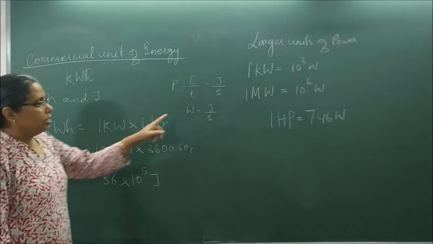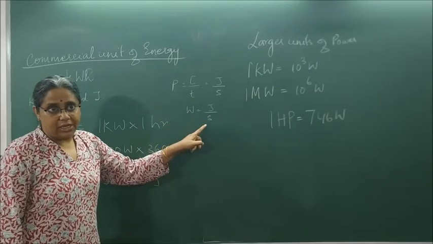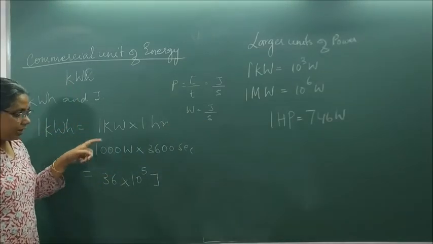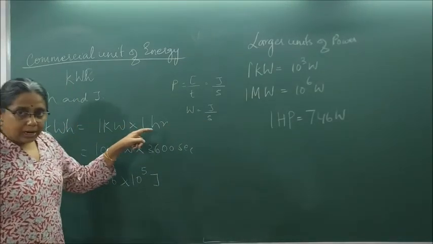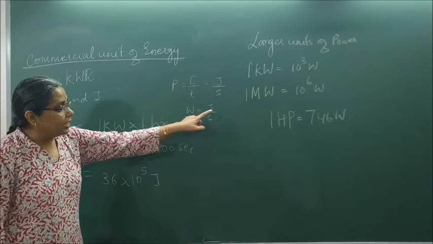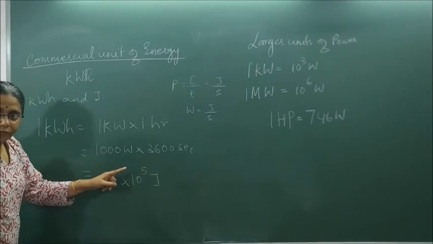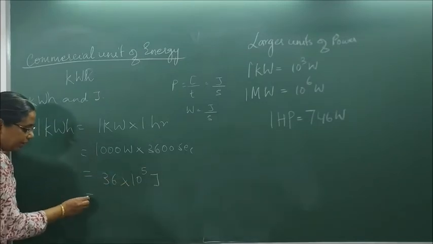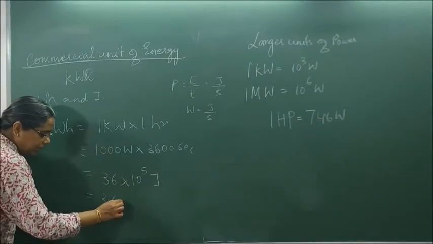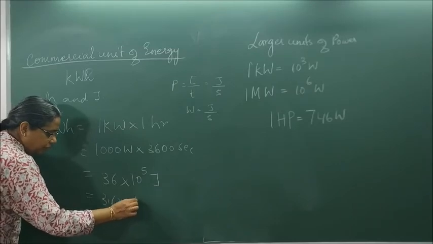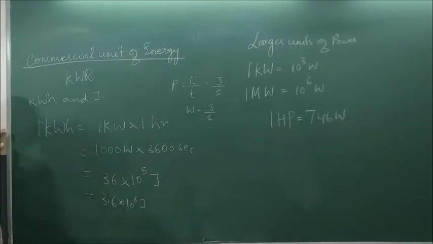Energy in joules is equal to watt into seconds. So I converted kilowatt to watt and hour to second, so that I get the answer in joules. So now 36 into 10 to the power of 5 joules, or I can write this as 3.6 into 10 to the power of 6 joules. This is a short, sure 2 marks question: relationship between kilowatt hour and joule.